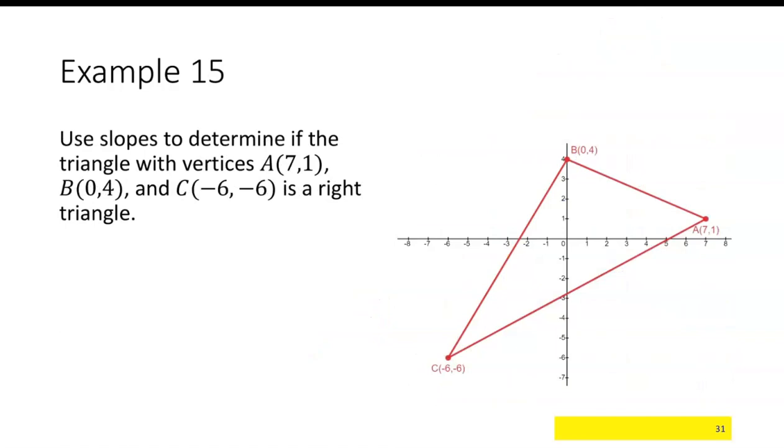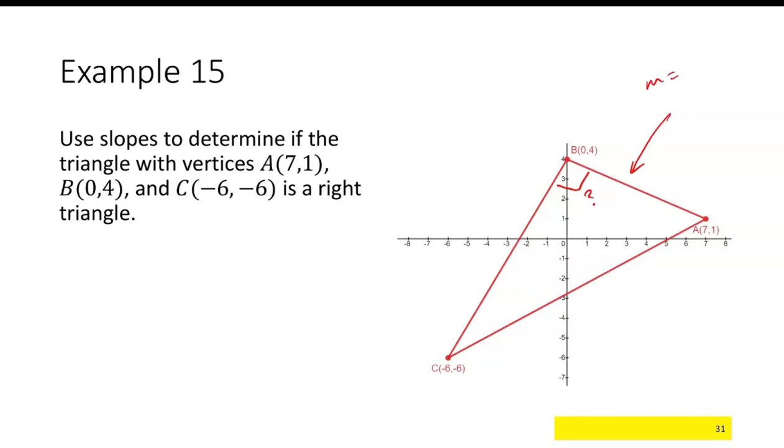And finally, let's use slopes to determine if the triangle with vertices at (7, 1), (0, 4), and (-6, -6), as you see here, is a right triangle. So the question is, is that a right angle? A quick way to do that is to compute the slopes for those sides and see if they're negative reciprocals of each other.